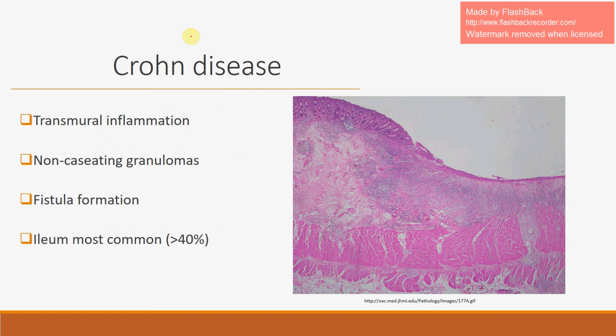So to understand that, we need to first talk about Crohn's disease, right? So Crohn's disease is characterized by the hallmark of a transmural inflammation, right? A transmural inflammation of non-caseating granulomas, right?